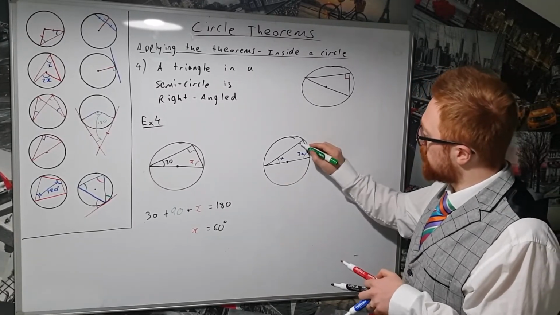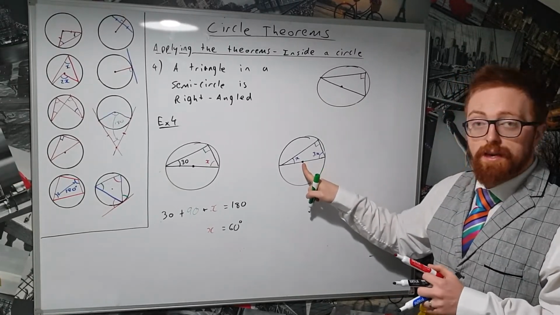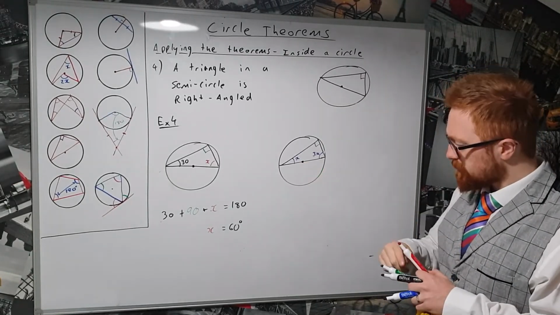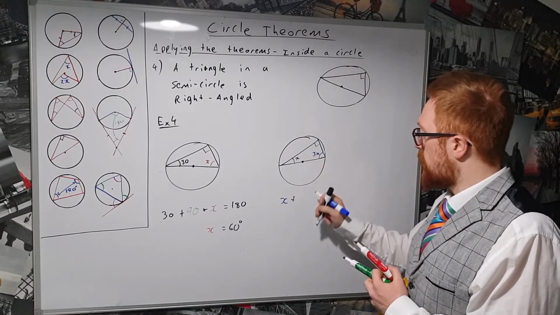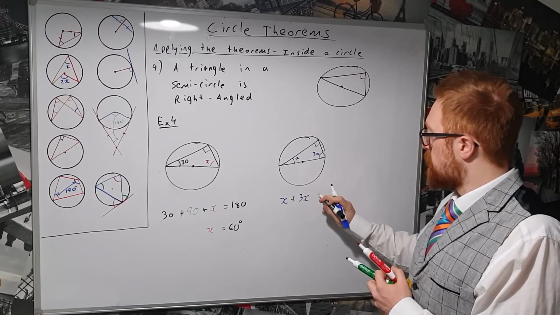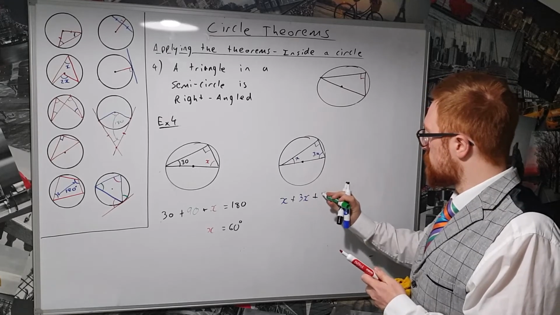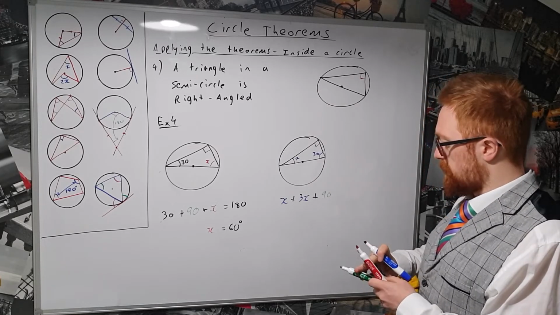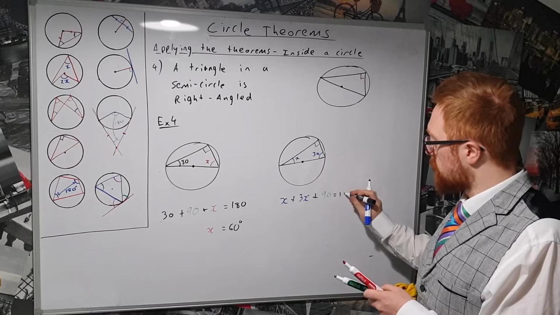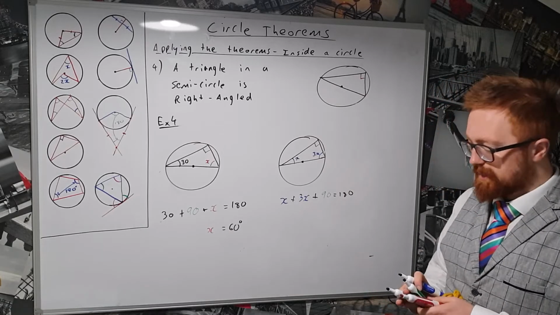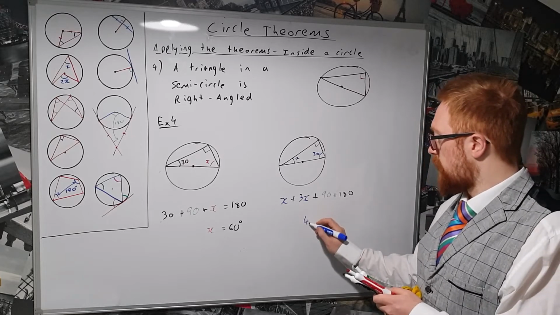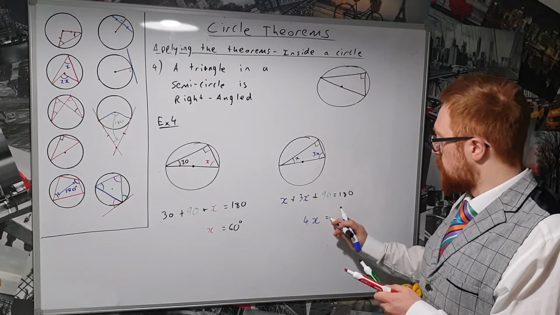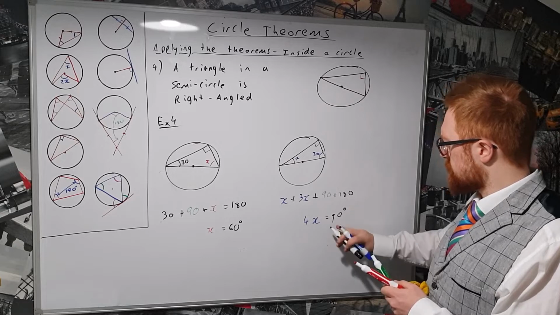We can do a similar trick here. Again, we know that this angle has to be a right angle because it's a triangle in a semicircle. So then I know that x plus this 3x plus this 90 degrees has to be equal to 180, again, angles in a triangle add up to 180. So let's subtract the 90 and simplify. So we get 4x is equal to 90 degrees.